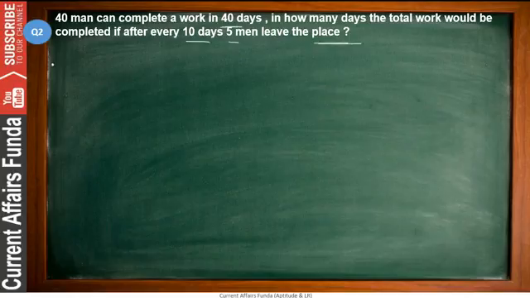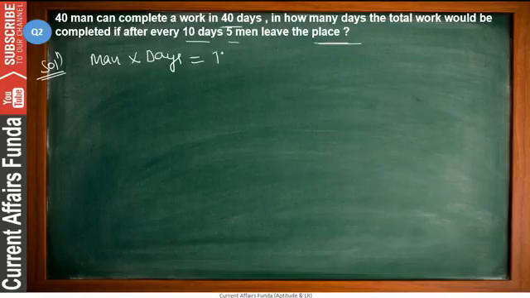Okay, so your solution, your approach will be like this. How to calculate the total work? Man into days will be the total work. So 14 men can complete the work in 40 days. That means 40 into 40, it will be 1600, the total work.